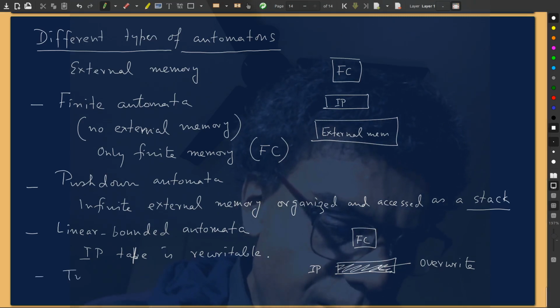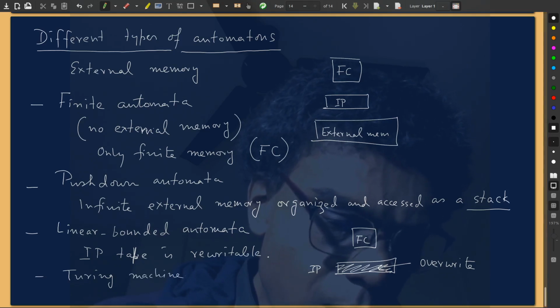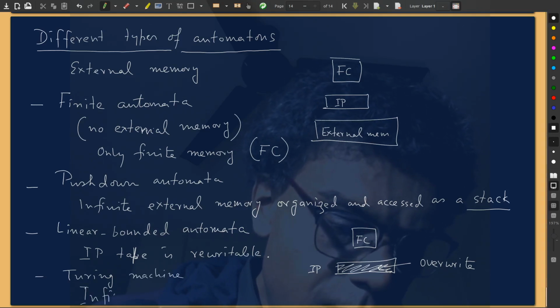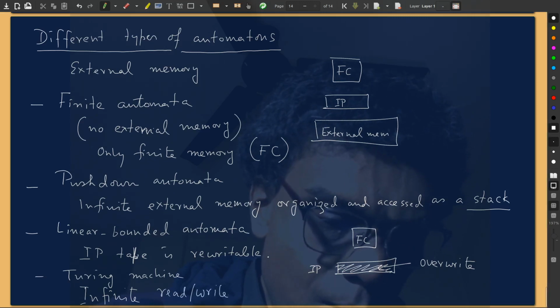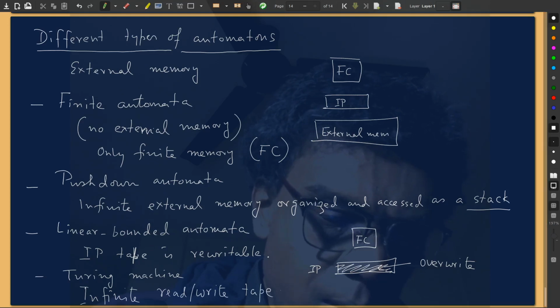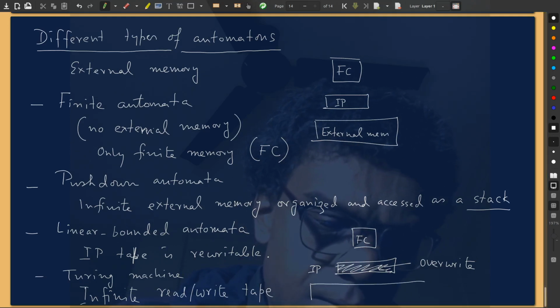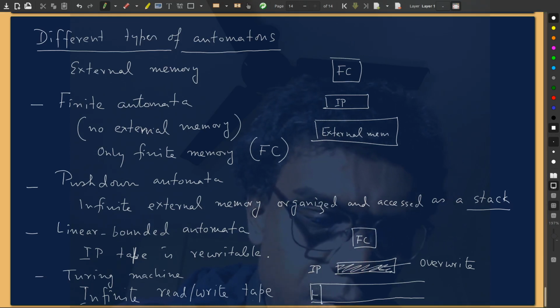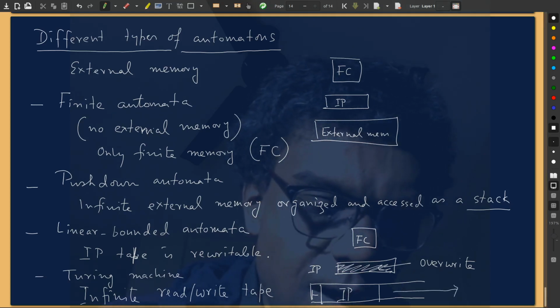Finally, we will have here an infinite read-write tape. Okay, so it's something like this. There is a left end, don't slip beyond that point. Initially the input is provided here, and then you have infinitely many empty cells.